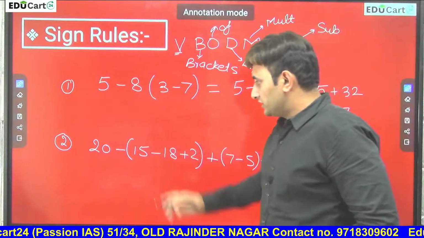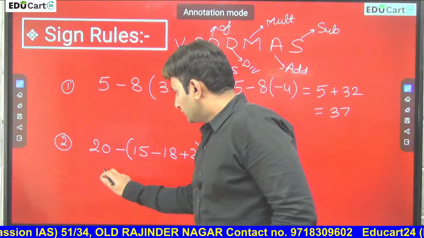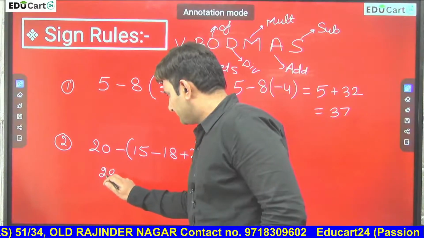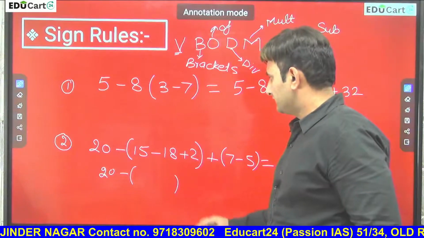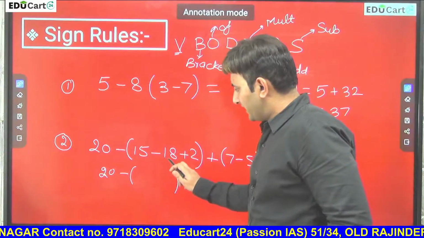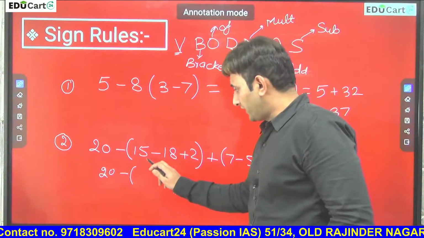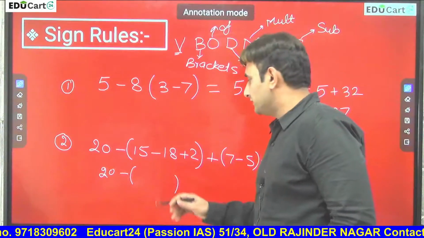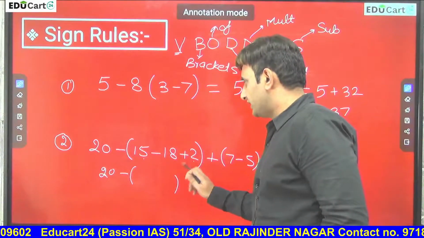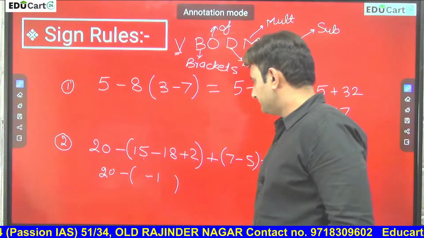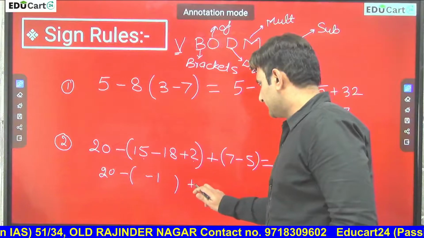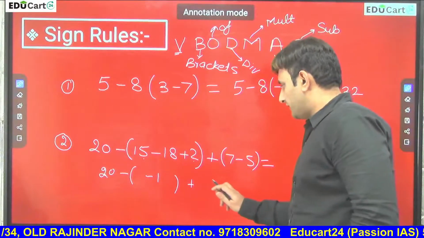First we have to solve these brackets. So this is 20 minus, what will be the value of this bracket? 15 minus 18. 15, or you can add the positive terms first. 15 plus 2, 17. 17 minus 18 is minus 1. Plus 7 minus 5 is 2.